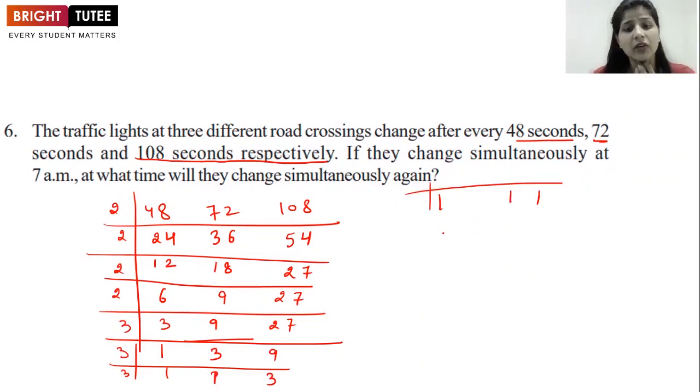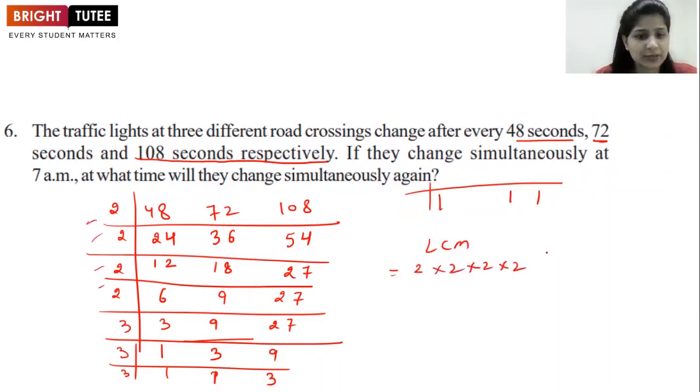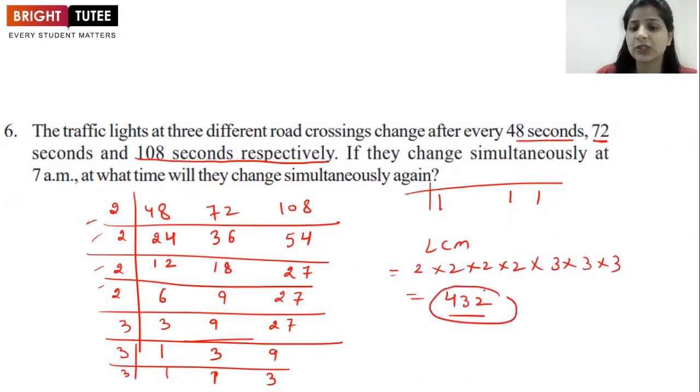Clear? So now when we find the LCM, let's multiply all of these. 2 is 4 times. So 2 into 2 into 2 into 2, that is 4 times I have written, and 3 is coming 3 times. Clear? So when we multiply, we get 432 as the product. So after every 432 seconds, they change simultaneously. That means at the same time they change.